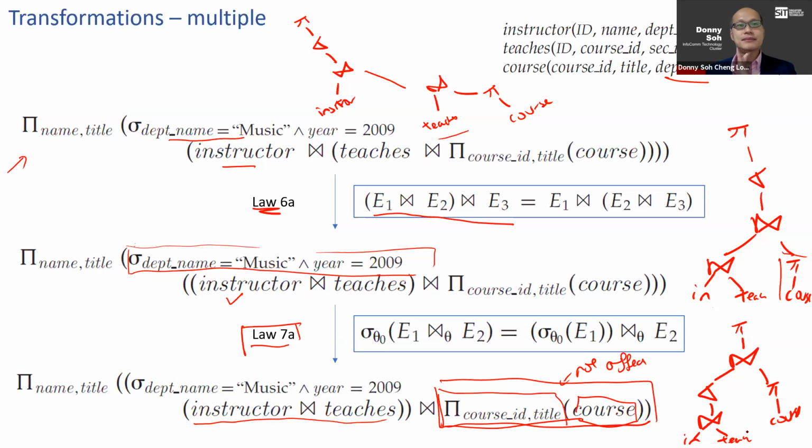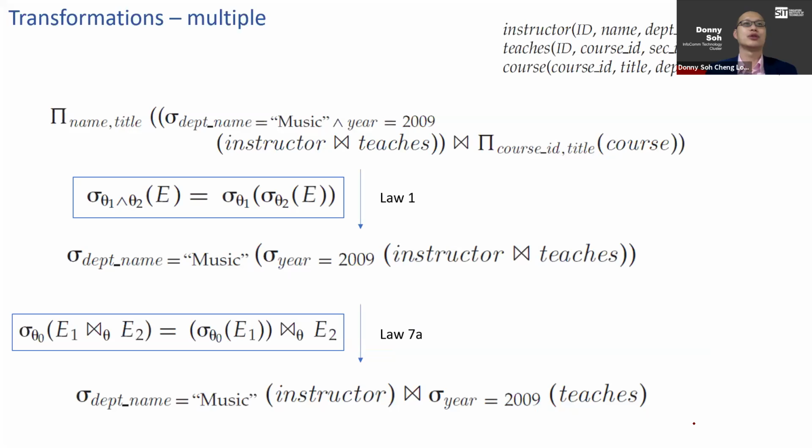Okay. Can you see how this was done? Because both are not in this part of my join, I can push my selection down. Okay, let's look at the next part. We're not done yet. So this is what we have just now.